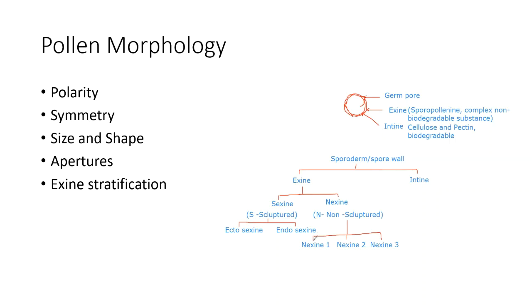Okay, and then based on that, we are going to check what kind of patterns there are, especially of sexine, because we have mentioned it as sculptured, so it is going to show some modification, whereas the rest of the layers are more or less similar. Of course there would be differences, but they are not much. So what are the sexine patterns or ornamentations seen in the pollen grain?